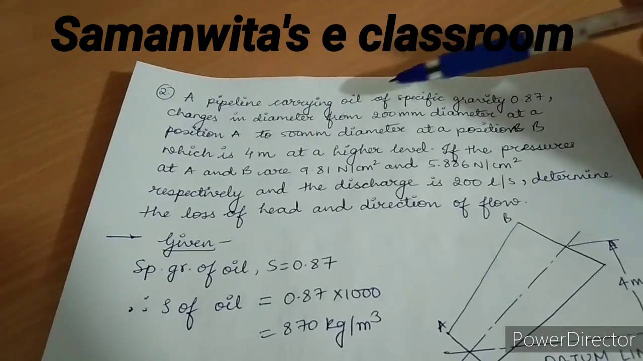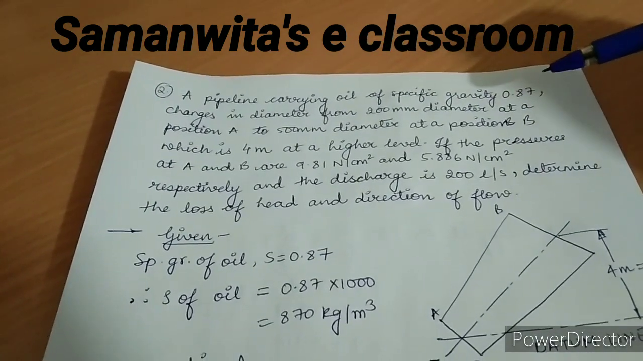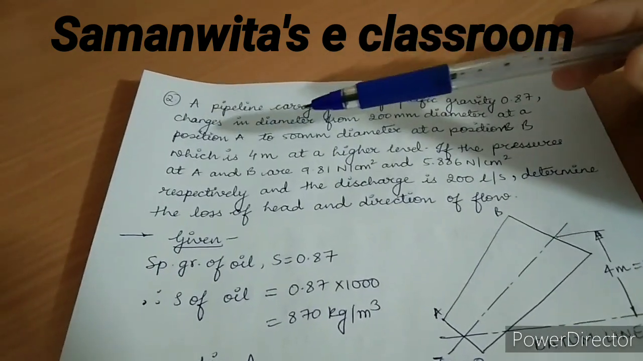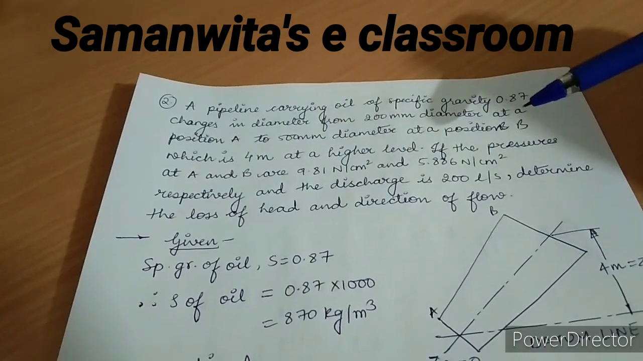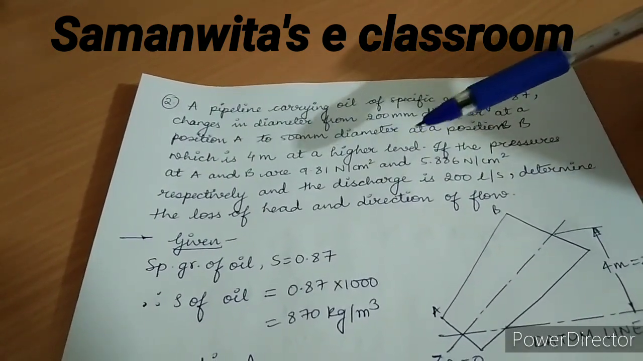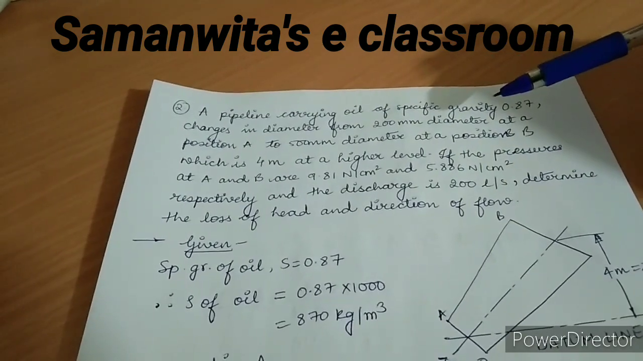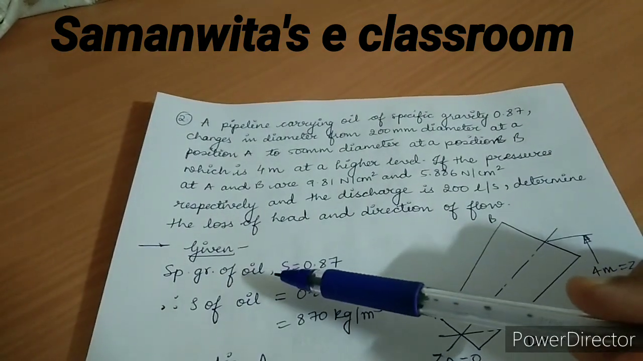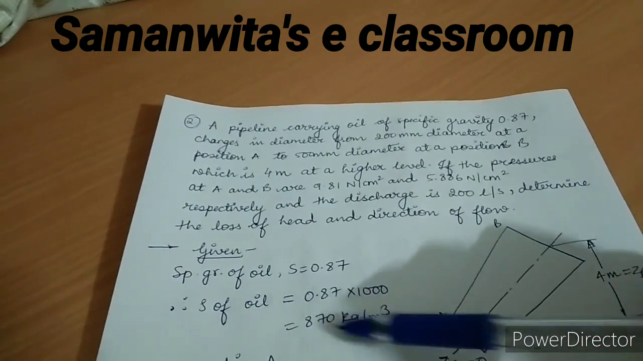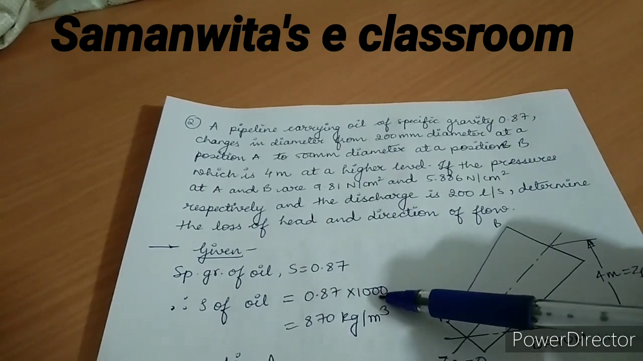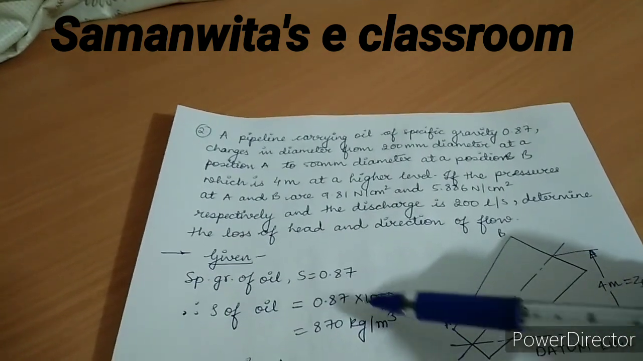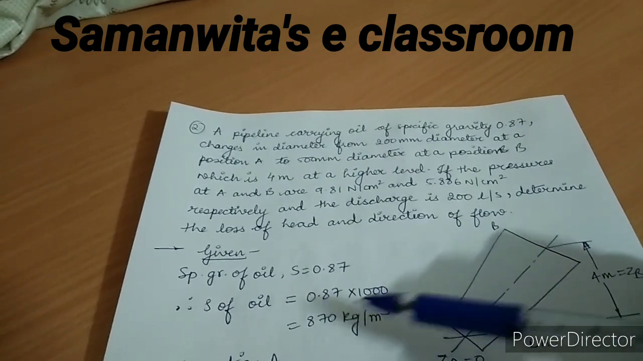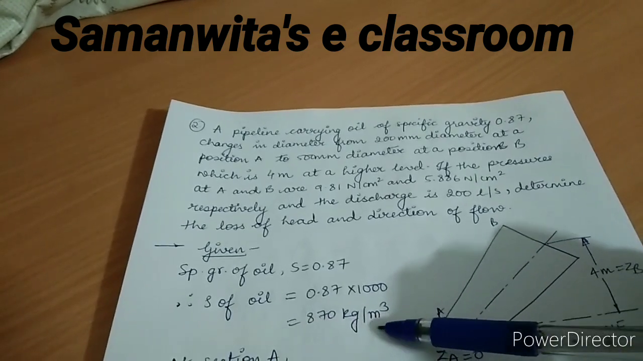A pipeline carrying oil of specific gravity 0.87 changes in diameter from 200 mm diameter at a position A to 500 mm diameter at a position B, which is 4 meter at a higher level. Now if you read, specific gravity of oil is given as 0.87. As you already know, for converting specific gravity of oil to its rho, you have to multiply with specific gravity of that particular fluid. Here the fluid is liquid, so I am multiplying with rho of standard liquid, which is water. So it becomes 0.87 into 1000, which becomes 870 kg per meter cube.